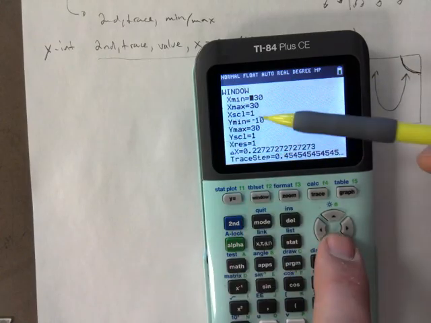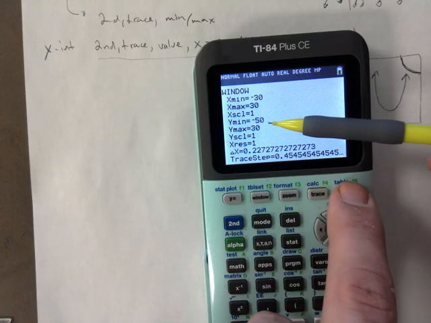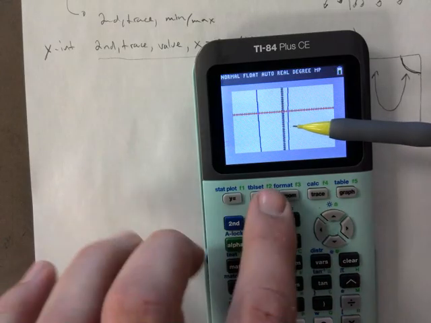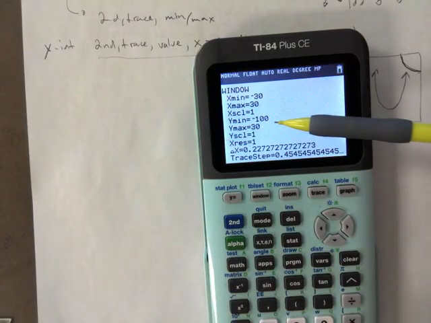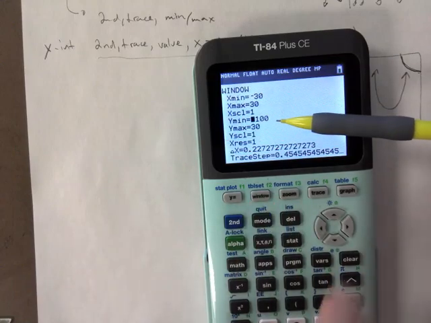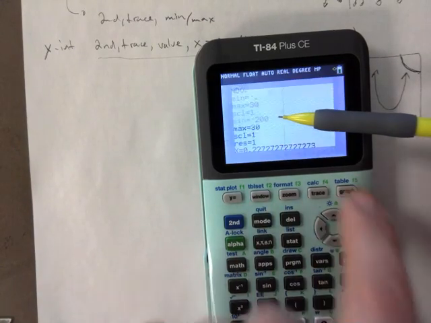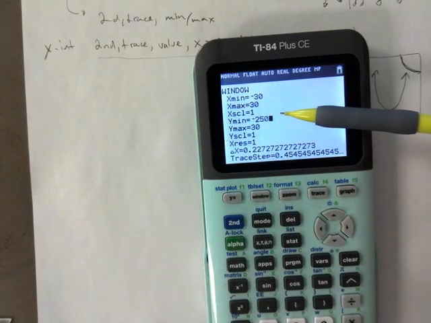So I'm going to change my Y-min. I go to Window. I'm going to change my Y-min to, let's say, -50. Graph it. Not good enough. Now I'm getting impatient, so I'm going to jump by 50 at a time. Still not good enough. So I'm going to try -200. Graph it again. Still not good enough. So you know what I'm saying?